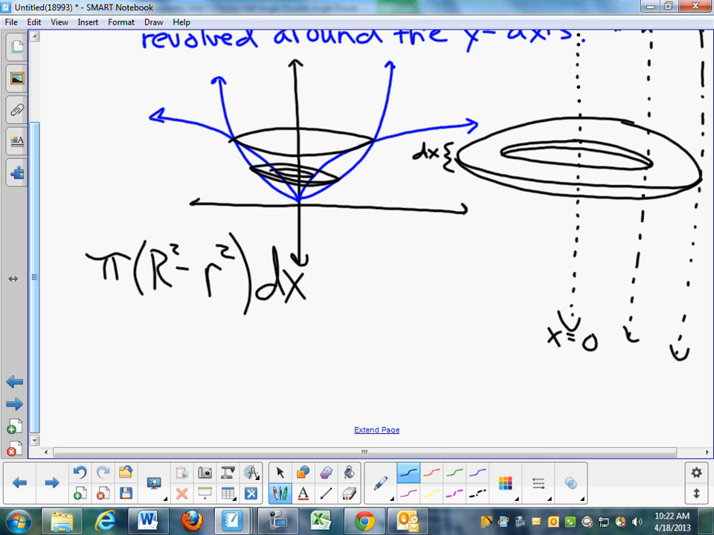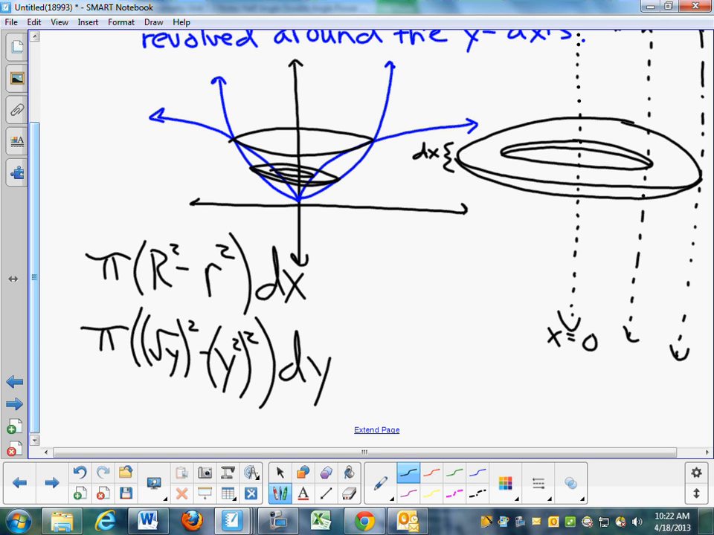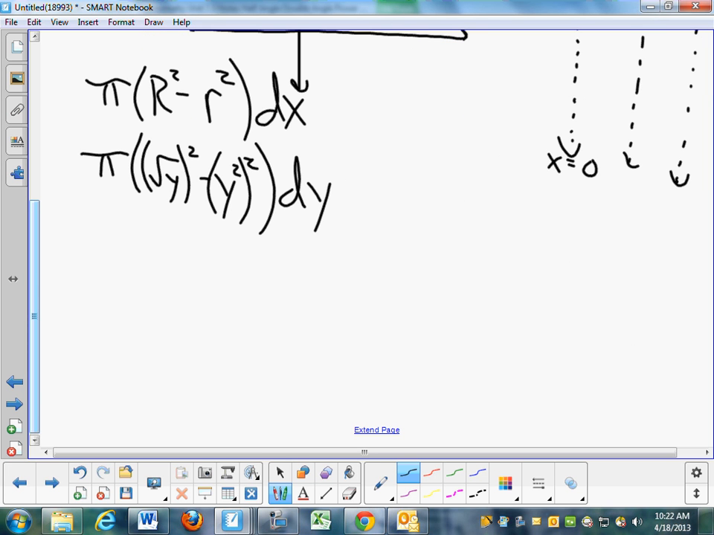So let's look at the big radius. What's the distance from 0 to square root of y? Square root of y. So I got pi times the square root of y squared minus, what's the inner part? Y squared. dy. Sorry, dy. We all know that.